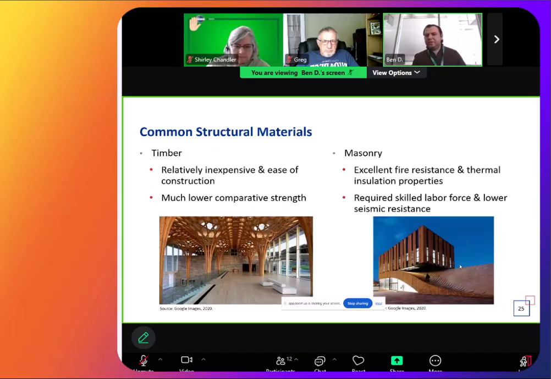Timber is one that's often used for housing, small houses, not really in large structures. Masonry, that's bricks, cinder blocks, has excellent fire resistance. A lot of people like the look of it. It's not as efficient, so usually older buildings will have it, newer buildings not as much.